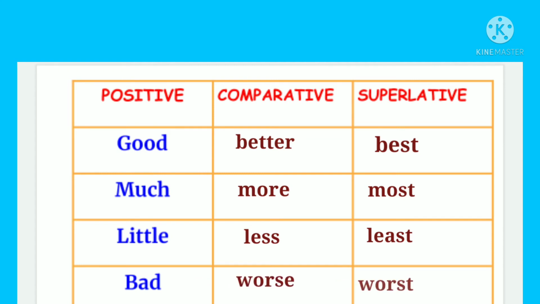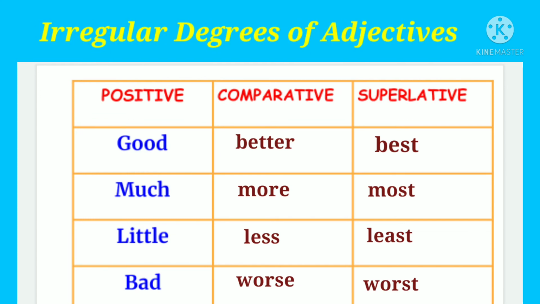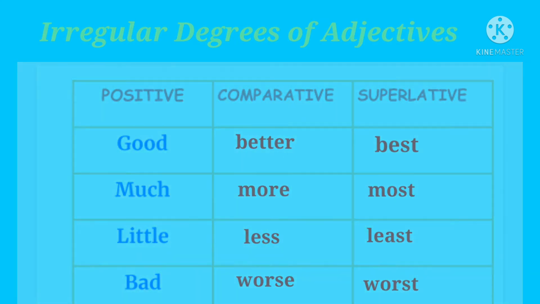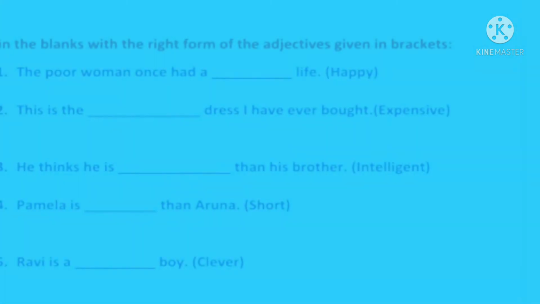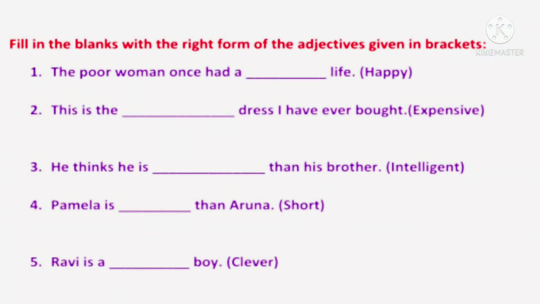So as you can see here that we have not followed any of the five rules to form the comparative and the superlative degree. Okay, that's why they are called irregular degrees of adjectives. Alright. So these were the rules to form the comparative and the superlative degrees of adjectives. Okay, and now we'll do one short exercise. So here you have to fill in the blanks with the right form of the adjectives given in the brackets.